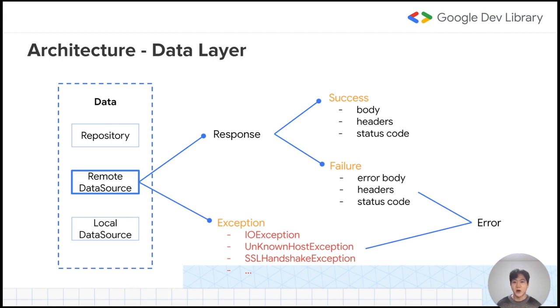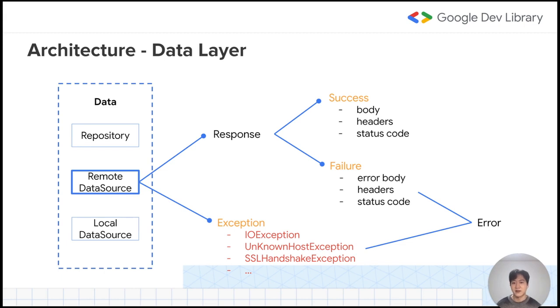Let's see how Pokedex handles API call responses. We can define many scenarios from the network API call, and we can classify them into the response and the exception. The response scenario represents the API call successfully received a response from the network, and it can be classified into success or failure. And the exception scenario represents unexpected cases that could happen before getting a response from the network, such as IO exception and unknown host exception.